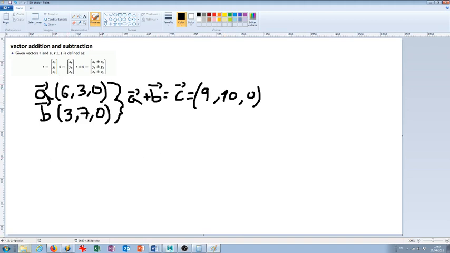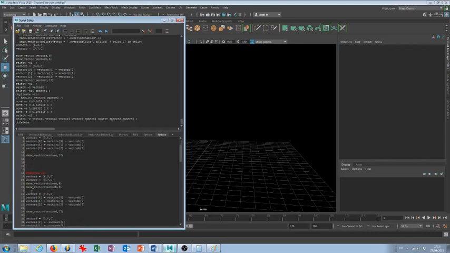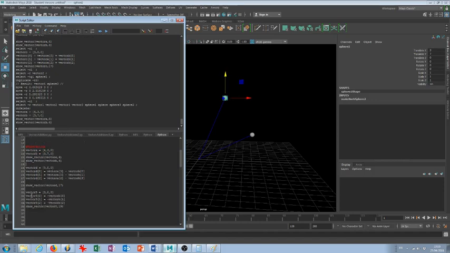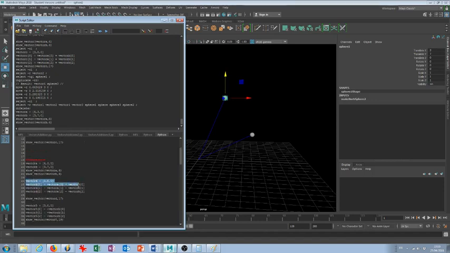So the subtraction of vectors A minus B will be a different vector that I'm going to call D, and will be 6 minus 3 is 3, and 3 minus 7 is minus 4, and 0. So I expect a vector 3, minus 4, 0. So I come here, and again I define exactly the same vectors and show them on the screen, and a new vector that is A minus B component by component.